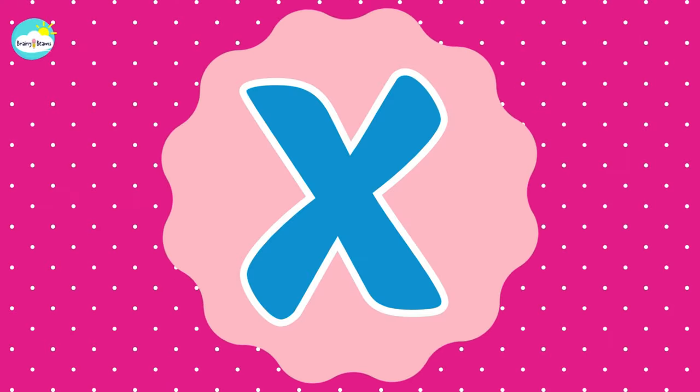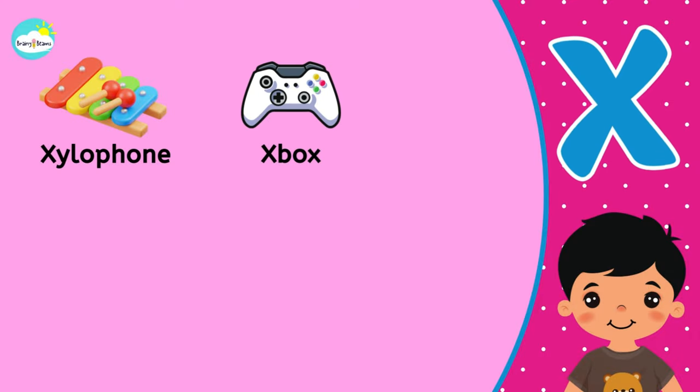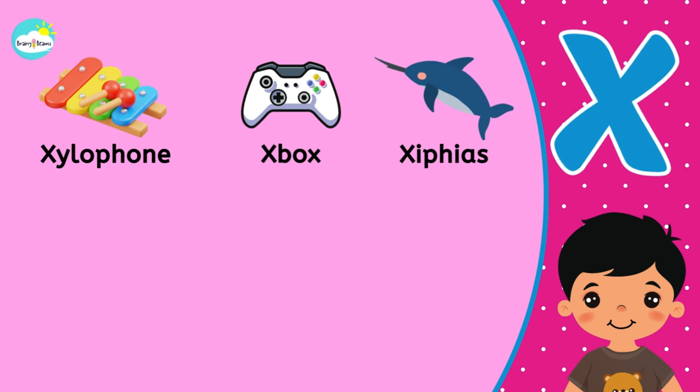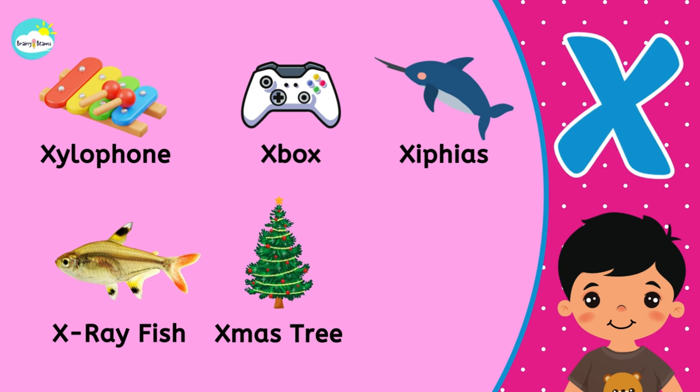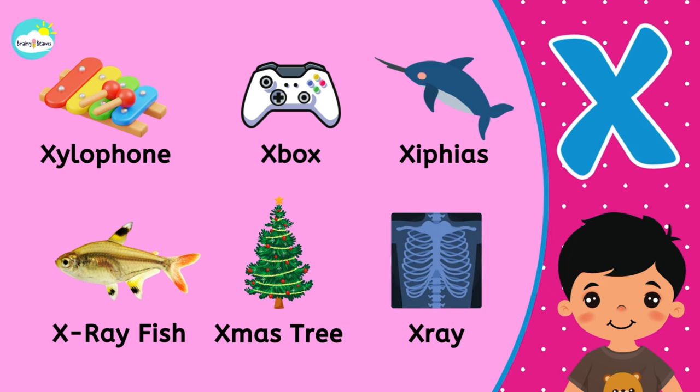X. X is for xylophone. X is for Xbox. X is for Zephyrus. X is for X-ray fish. X is for Xmas tree. X is for X-ray.